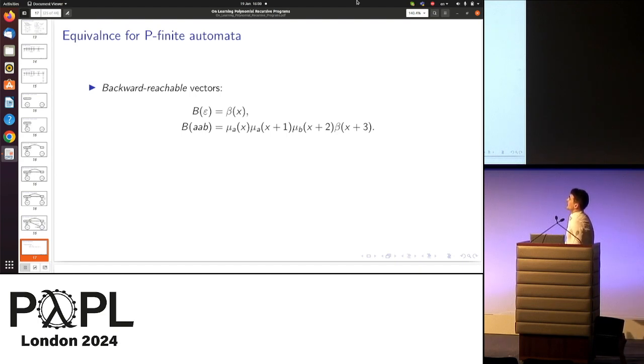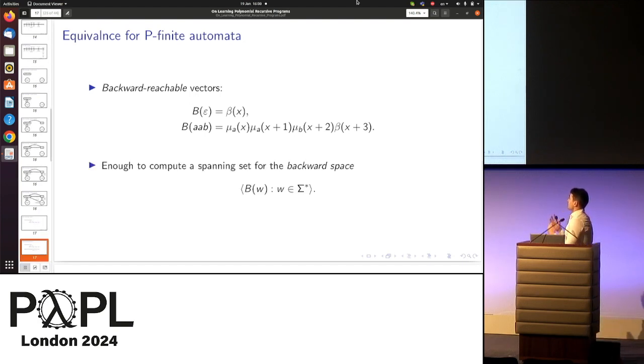state. And if we would have something like AAB, the backward reachable vector for that would be the matrix corresponding to the first letter, but evaluated at x now, not at any number, times the matrix corresponding to the second letter, evaluated at x plus 1, times the one for the third letter, evaluated at x plus 2, times the final vector, evaluated at x plus 3. And when we put all these vectors together, the backward reachable vector for each possible word, and we take their span, we get something which is called the backward space.